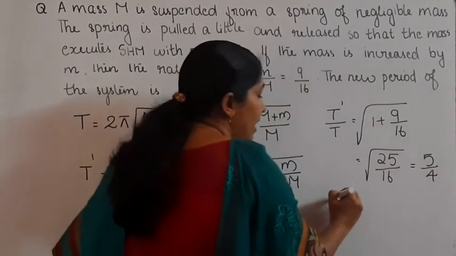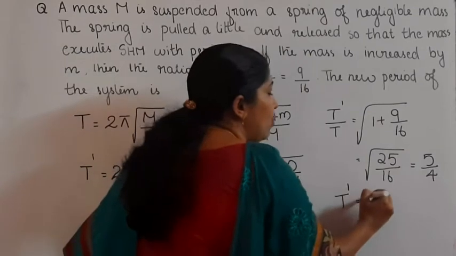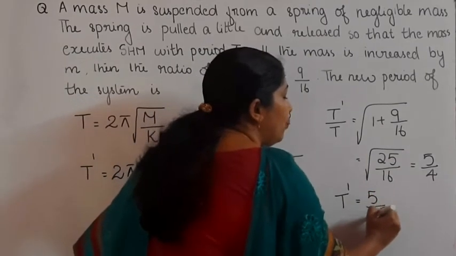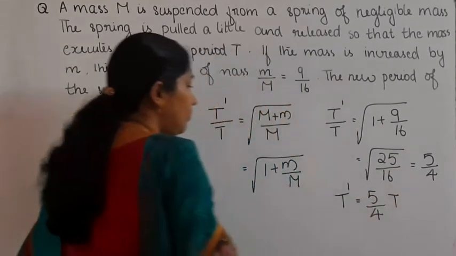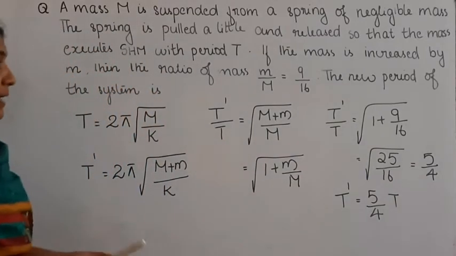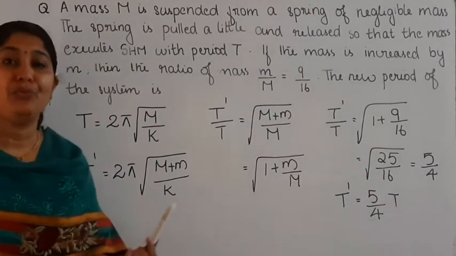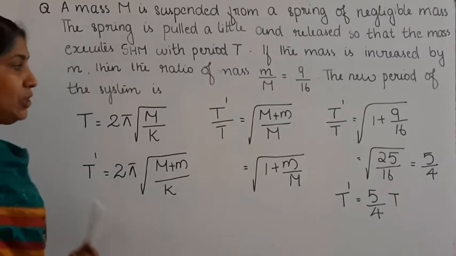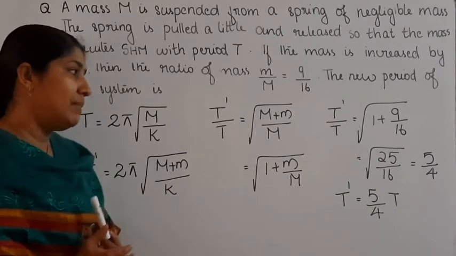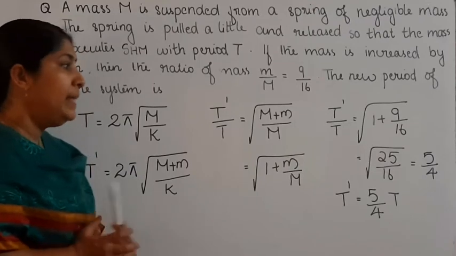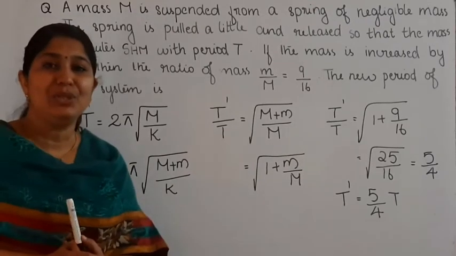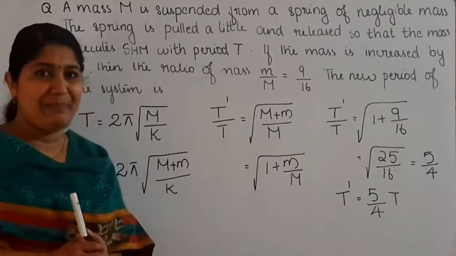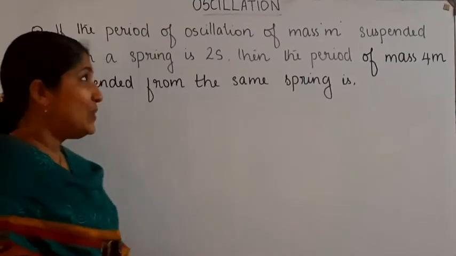Okay. So we can write t dash is equal to 5 divided by 4 into t. The new time period becomes equal to 5 by 4 into t. T is the initial time period. After increasing the mass by small m, then t dash is equal to 5 by 4 into t. Okay.